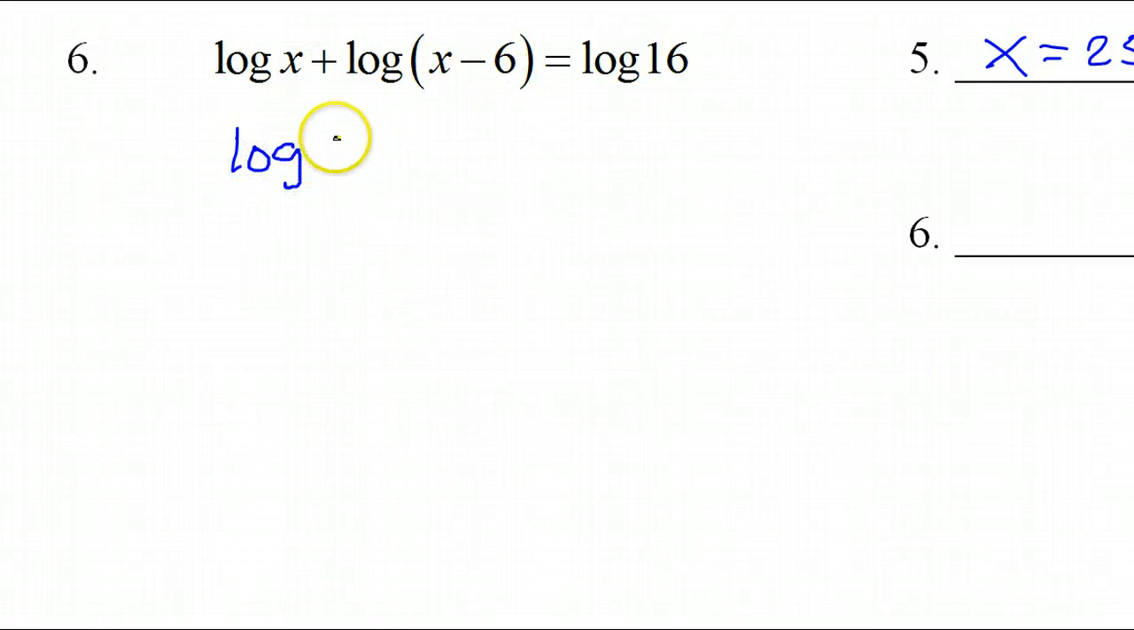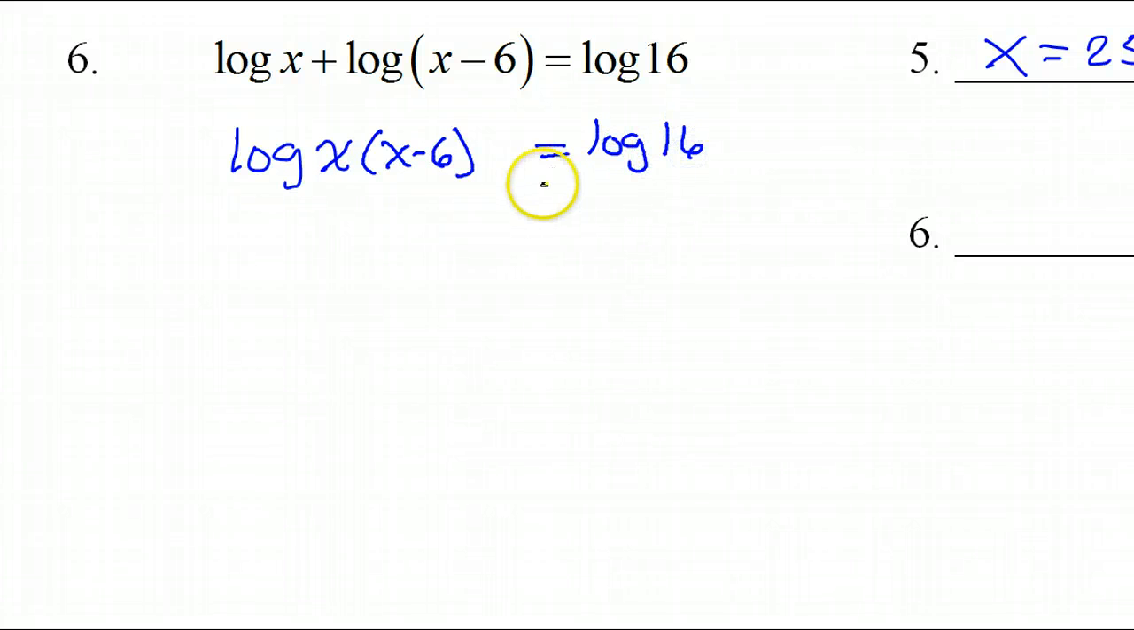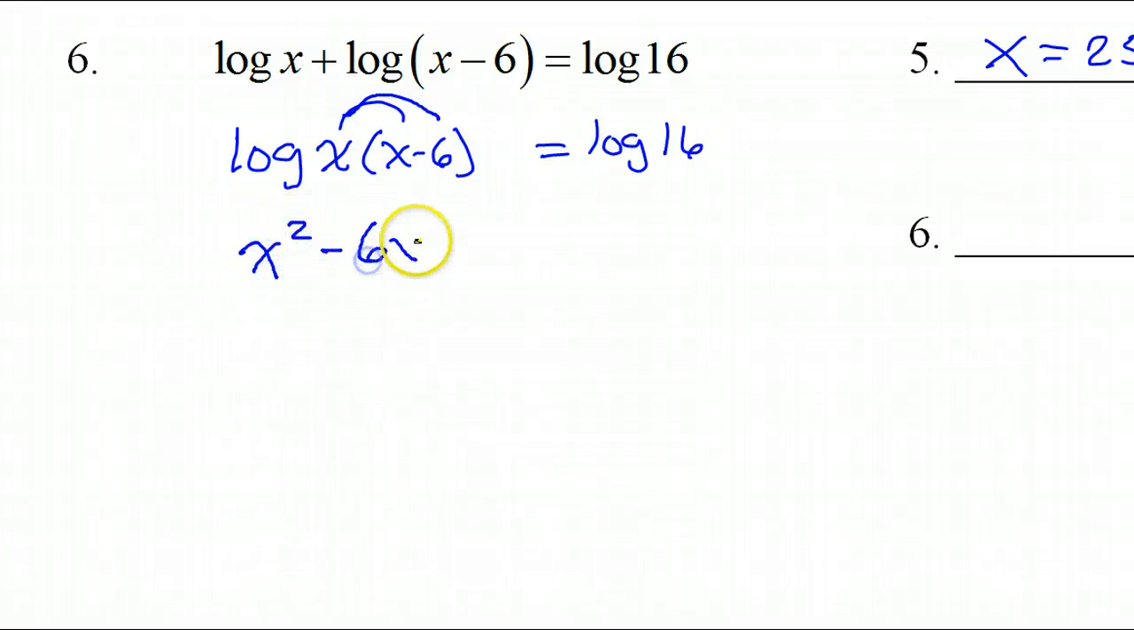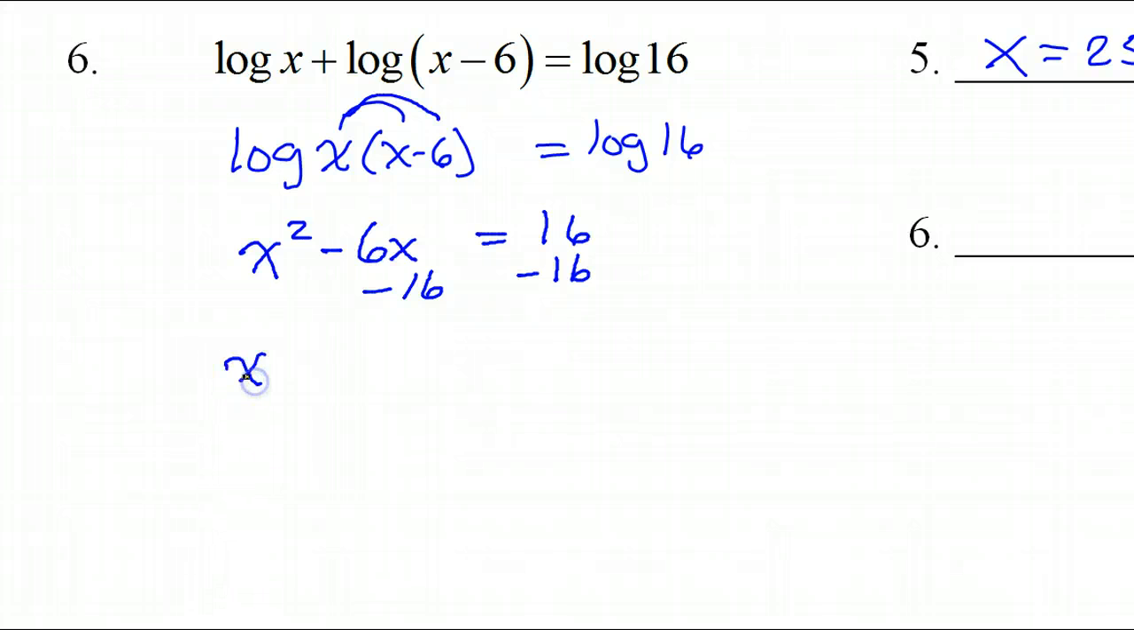All right, so I have log, I'll just show it for one more step here. We'll have log x times x minus 6 equals log 16. Might as well drop these logs out now. All right, so those logs are going to go away. I'm going to be distributing here, so I'm going to have x squared minus 6x is equal to 16. Subtracting 16 from both sides, and I've got x squared minus 6x minus 16 is equal to 0.